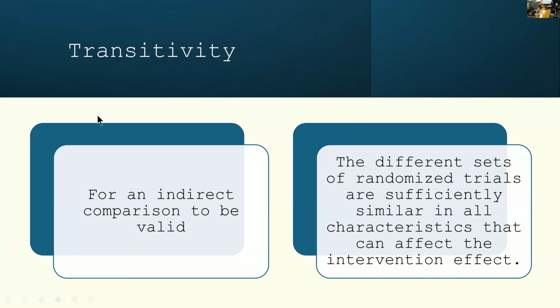Now, the next very important core principle is the principle of transitivity. So what does transitivity mean? If you're making an indirect comparison between any two studies, all the studies which you're comparing directly should have the same baseline characteristics. If you don't have the same baseline characteristics, you cannot do an indirect estimate.